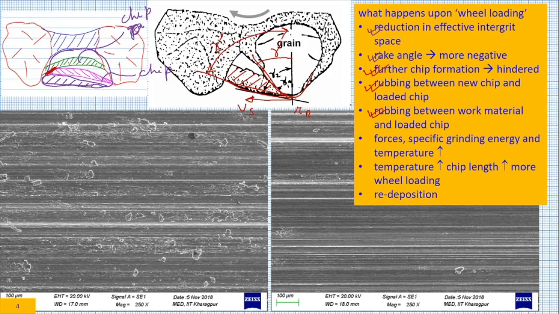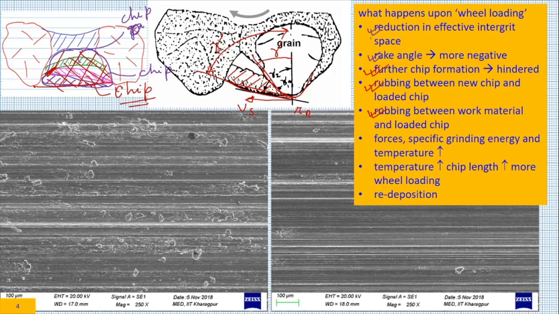This I have not explained, but please try to understand, if this intergrid space is completely loaded with new chips, so this is no longer intergrid space. This is completely loaded with chip material. Then in the next pass, this chip material would rub against the work surface. So that is rubbing of work material with wheel load, with the loaded chips. What would happen because of that? I will come to that later on.